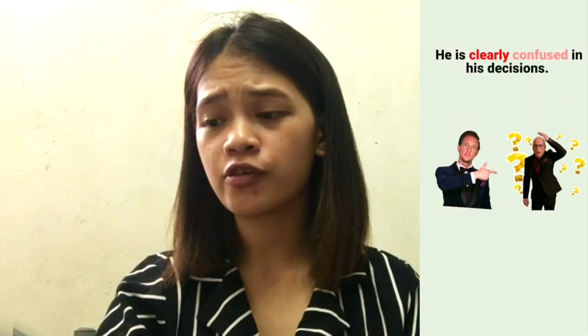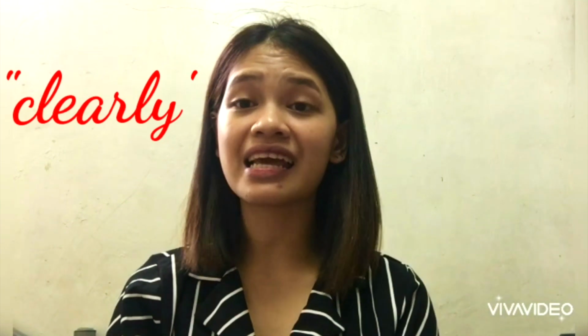Another example, all the politicians agreed to disagree. So two contradictory words such as agreed and disagree. Another example, he is clearly confused in his decision. Two contradictory words such as clearly and confused.